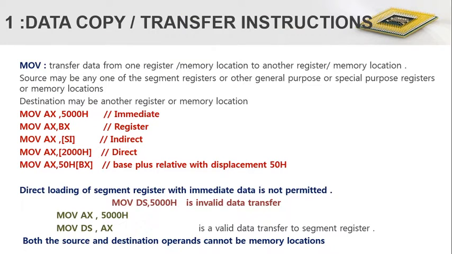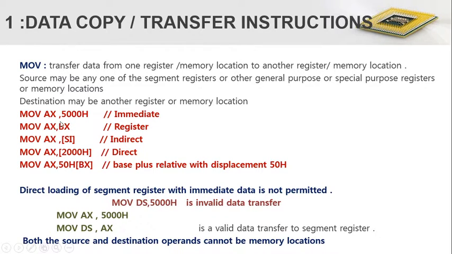So the first one in this category is the MOV instruction, which transfers data from one register or from a memory location to another register or memory location. The source may be any one of the segment registers, general purpose registers, special purpose registers, or some memory locations. The destination may be another register or memory location. Immediate data is not permitted in case of destination.